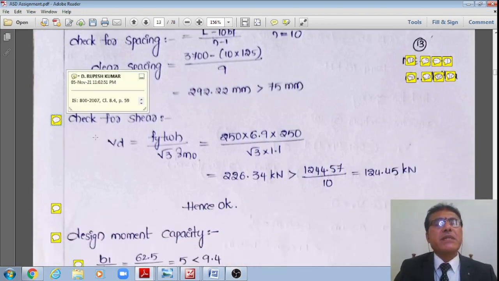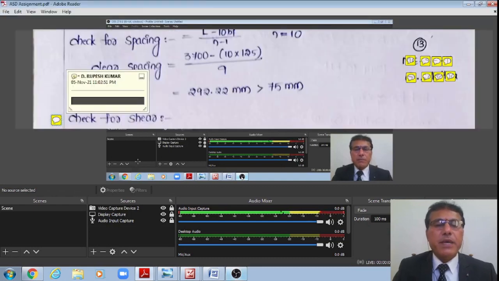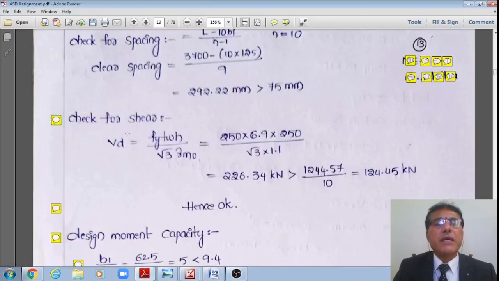Similarly, as per clause 8.4, page number 59, check for the shear. Just now we have seen this already in the previous subheading. You just go through that. Therefore, now the design shear force Vd is equal to fy × tw × h divided by root 3 gamma m0. Upon substitution, 250 multiplied by 6.9 multiplied by 250 divided by root 3, that divided by 1.1, that divided by 10^3.